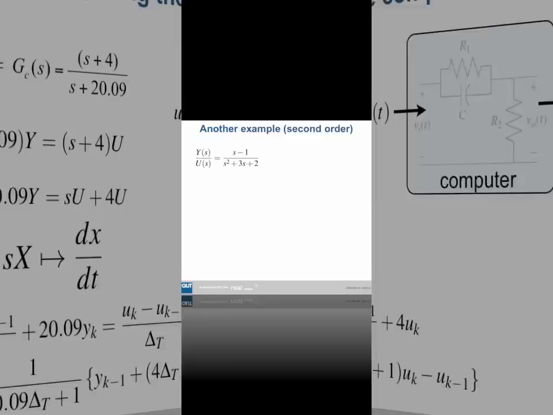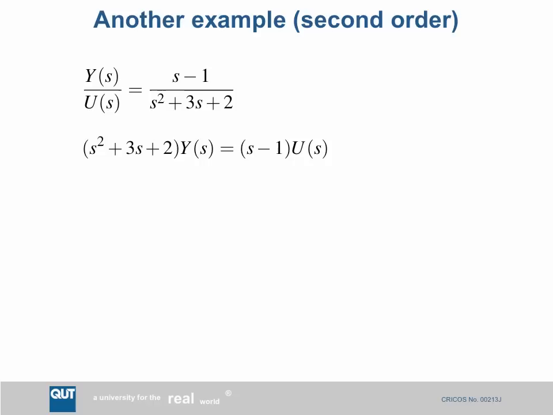So let's consider another example, in this case a second order example. Last time when we did this, we only had s in the denominator. This time we've got an s squared in the denominator. So we'll do what we did last time: we're going to multiply it out and expand the brackets. And what we have now is an expression like this.